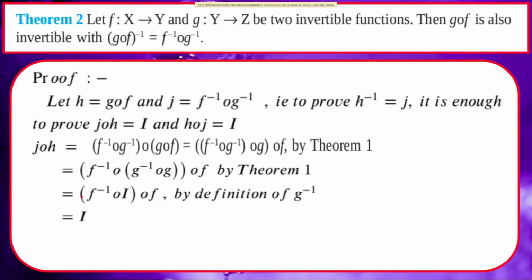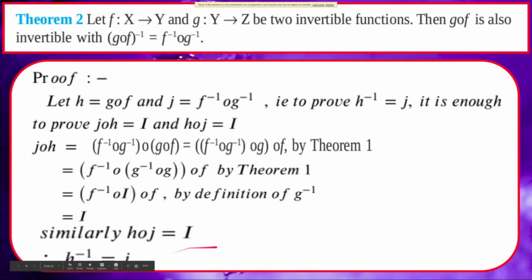Similarly, if we take h composition j, we get the identity function. Okay, then j composition h equal to identity function, h composition j is equal to identity function, then clearly h inverse equal to j, that is (g composition f) all inverse equal to f inverse composition g inverse.